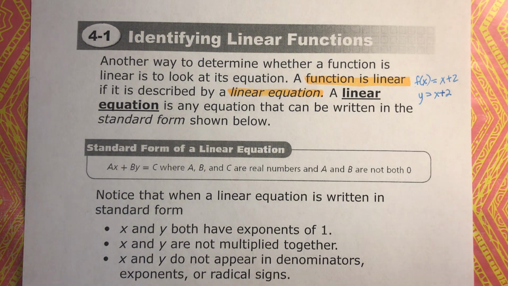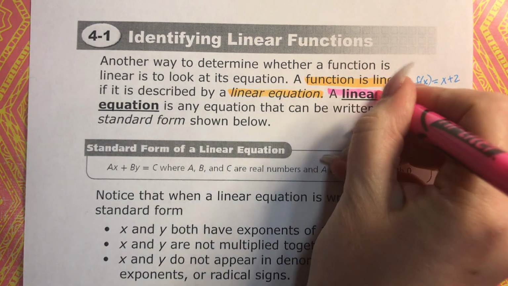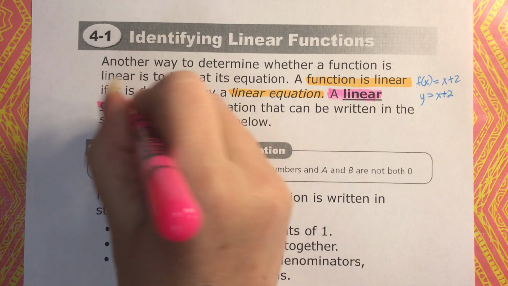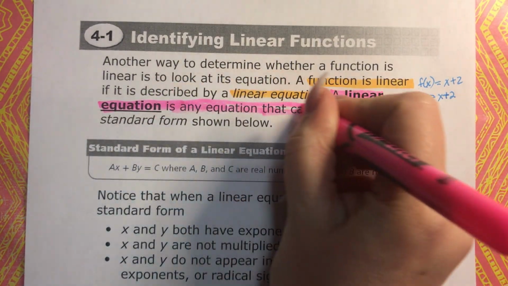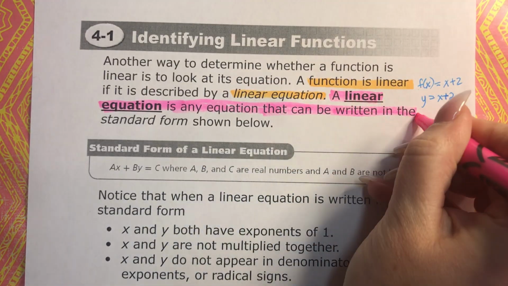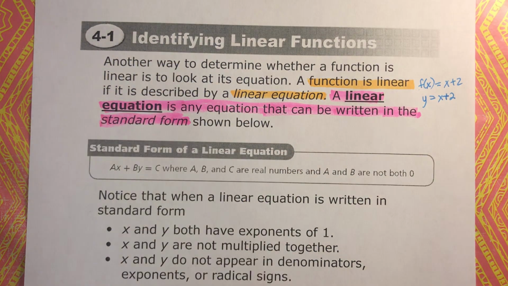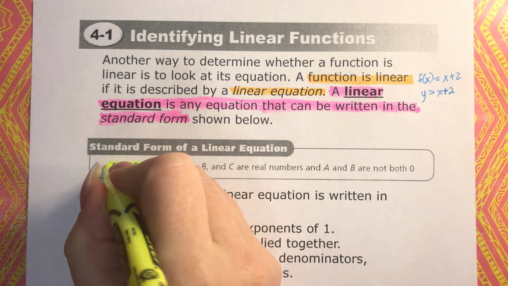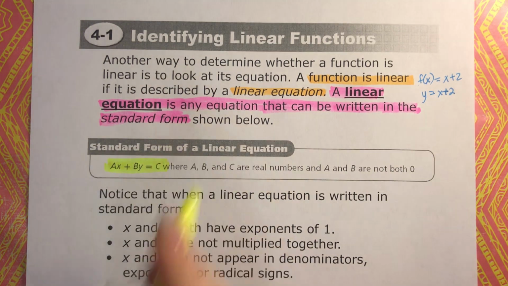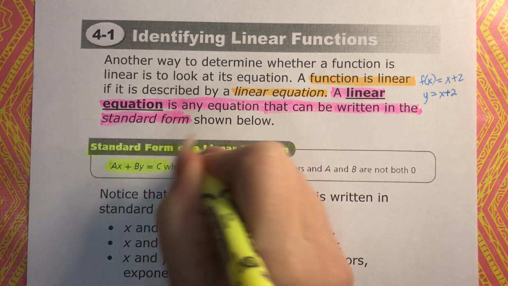So what we're going to be doing is, it says a linear equation is an equation that can be written in standard form shown below. Standard form. So let's talk about, well, what is standard form? Standard form is a lovely form. It's right here: ax plus by equals c. Okay, so you need to memorize that. That is standard form of a linear equation.